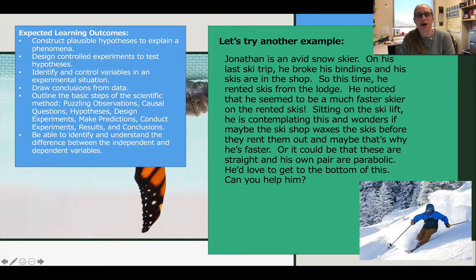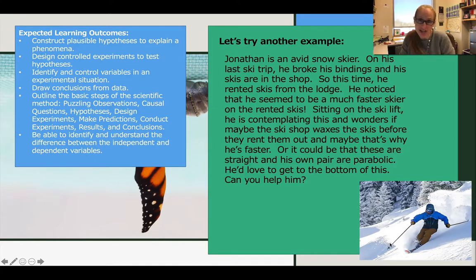This is the example I gave to students in class. So Jonathan is an avid snow skier. On his last ski trip, he broke his bindings and his skis are in the shop. So this time he rented skis from the lodge. He noticed that he seems to be a much faster skier on the rented skis. Sitting on the ski lift, he's contemplating this and wonders if maybe the ski shop waxes the skis before they rent them out, and maybe that's why he's faster, or it could be that these are straight and his own pair are parabolic. He'd love to get to the bottom of this. Can you help him? So we're going to walk through the scientific method with this.